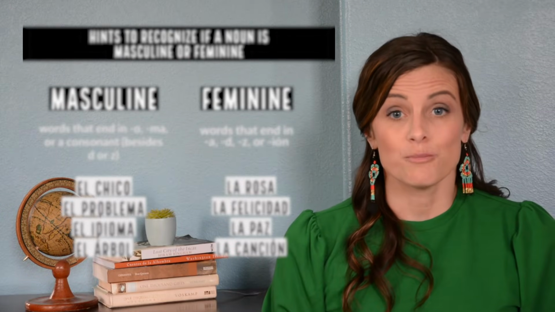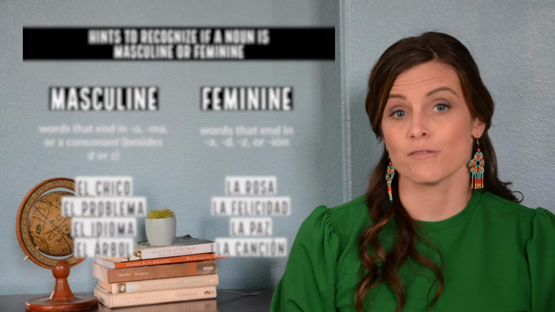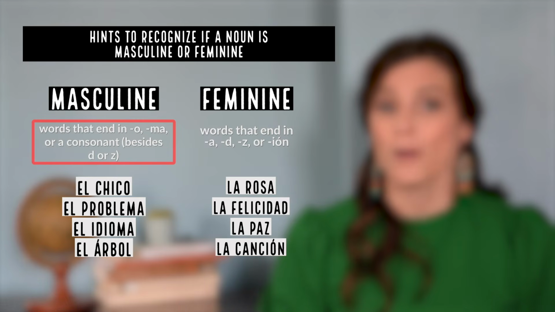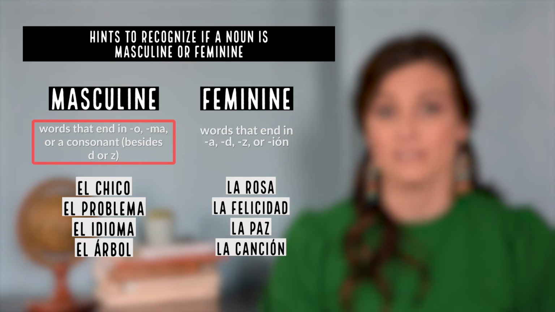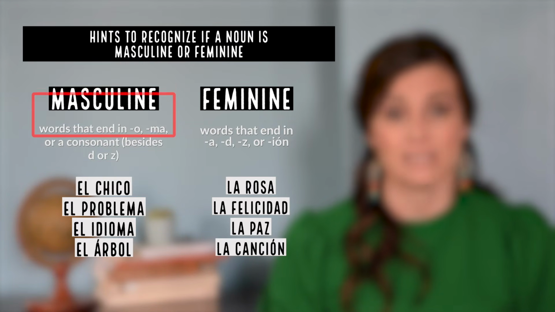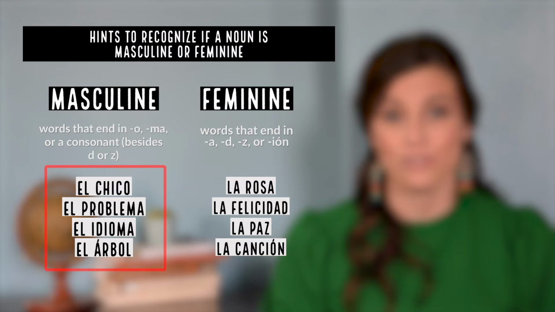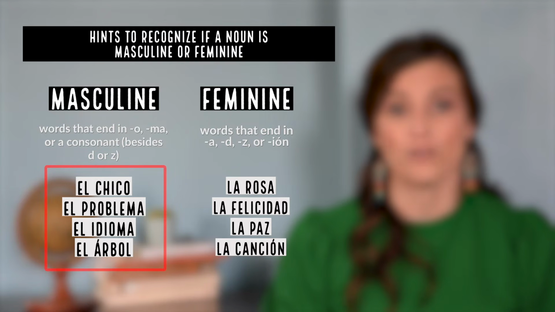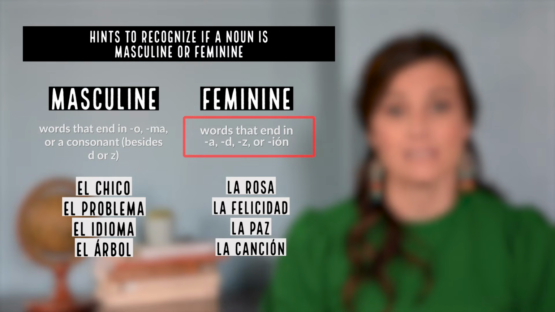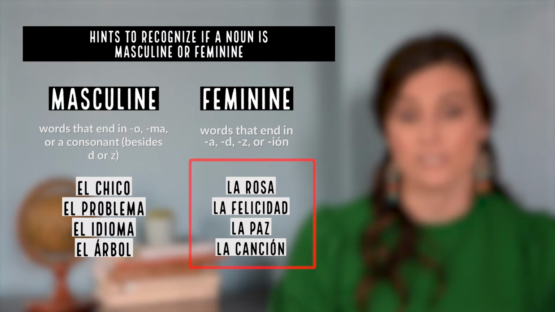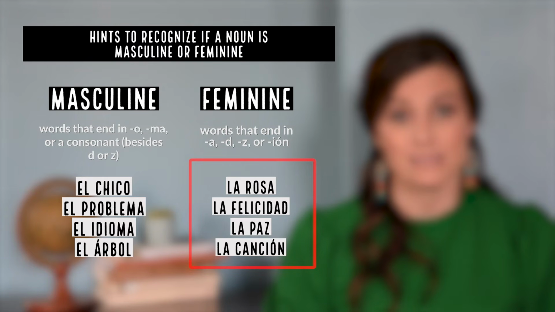A few other hints to help you recognize if a noun is masculine or feminine. Words that end in o, ma, or another consonant besides D or Z are likely to be masculine. Here's some more examples: el chico, el problema, el idioma, el árbol. For feminine, words that end in A, D, Z, or ion are likely to be feminine. La rosa, la felicidad, la paz, la canción.